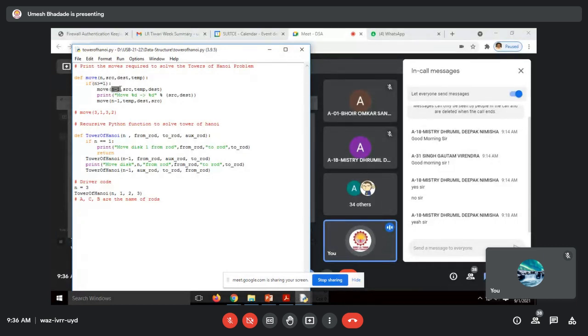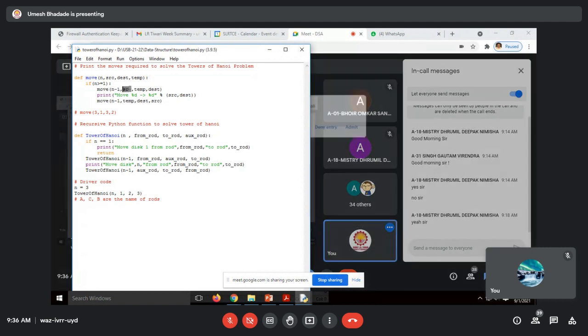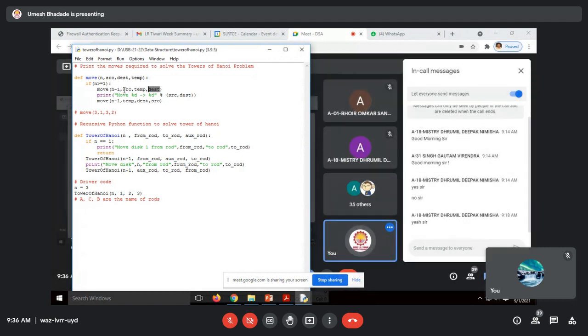So our first target is what? We need to move n minus 1 from source to destination, and then we will move the last one. What was our intermediate step? Move the diskette n from source to destination. So that we are moving by writing the command. Last diskette, right?